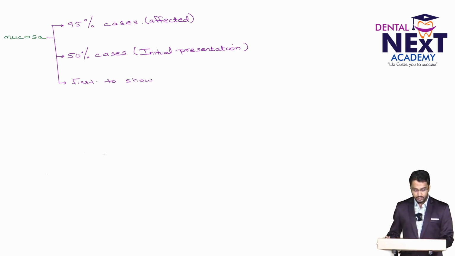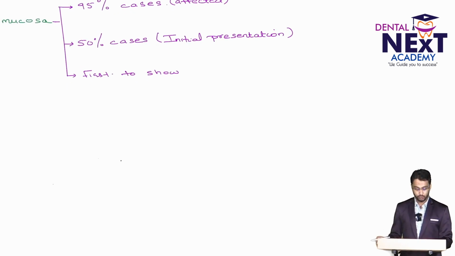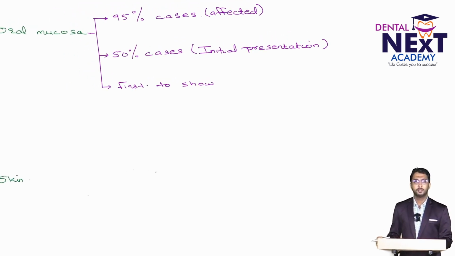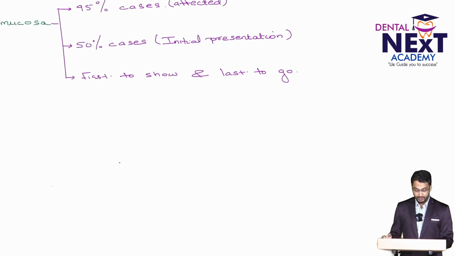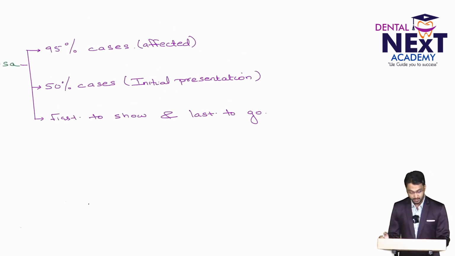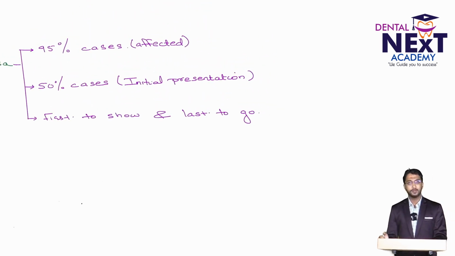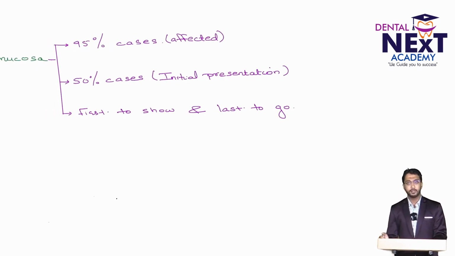Now, a very typical description of this lesion. Oral mucosa lesions are first to show, as 50% of cases are initial presentations, and last to go. Even after a very good treatment, the oral lesions will not go. Skin lesions will go, oral lesions will not. That's a big problem. First to show, last to go, which is it? Pemphigus vulgaris, in 95% of cases.